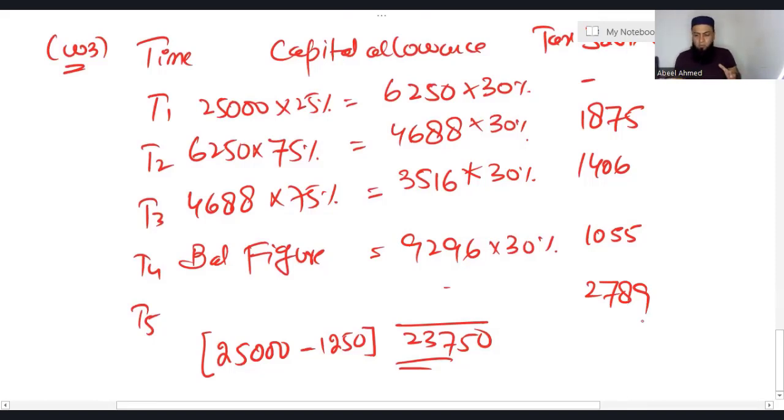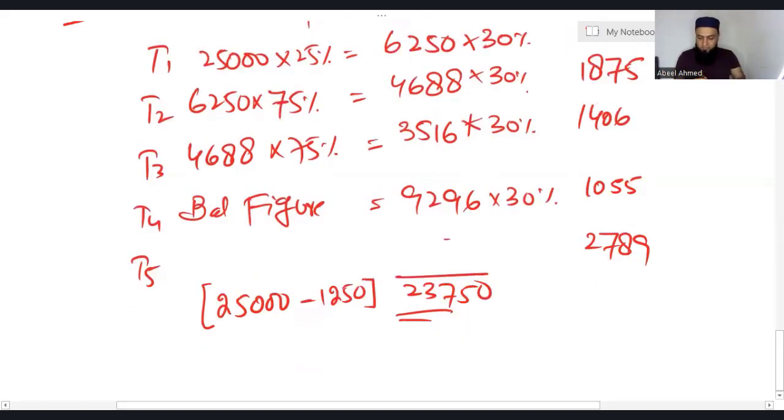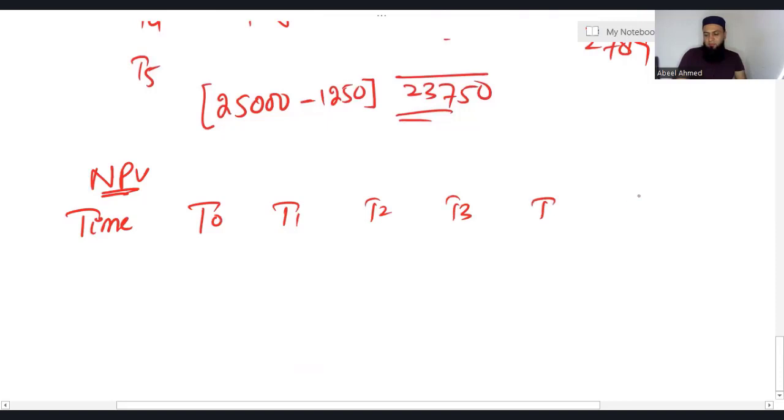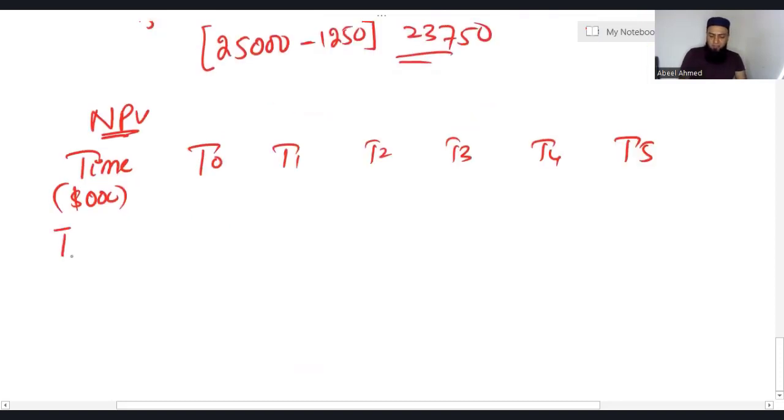Now let's go to the proper format to calculate NPV. So let's calculate NPV. Time: T0, T1, T2, T3, T4, and T5. Let's ignore 3 zeros. First of all, we have to take the initial investment. Outflow of initial investment is 25,000.